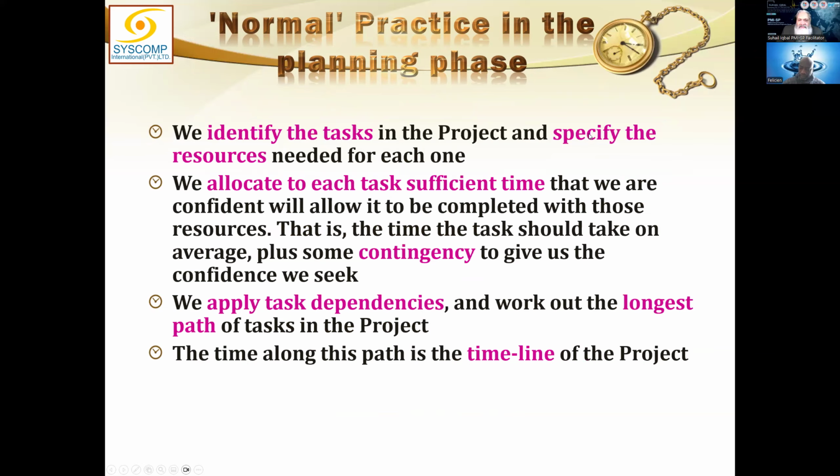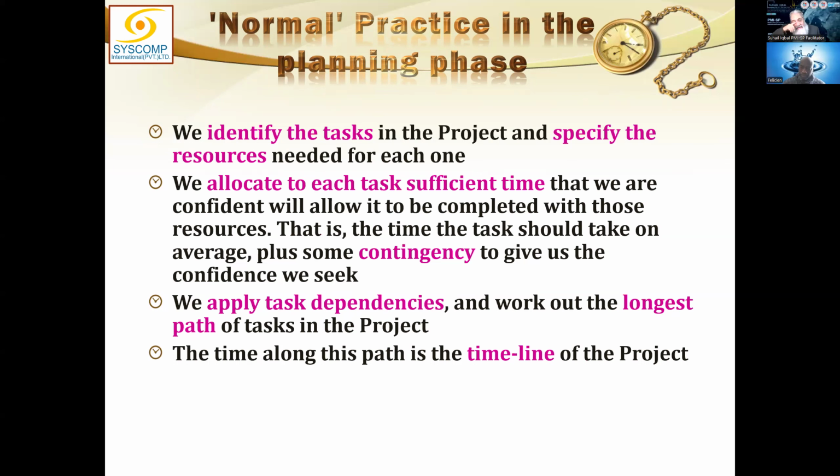We identify the tasks in the project and specify the resources. We allocate to each task sufficient time that we are confident will allow it to be completed with those resources. That is the time the task should take on average, plus some contingency to give us the confidence we seek. That's what we do. We apply task dependencies, that is sequencing, and work out the longest path, which is the critical path. The time along this path is the timeline of the project. This is our conventional thinking.